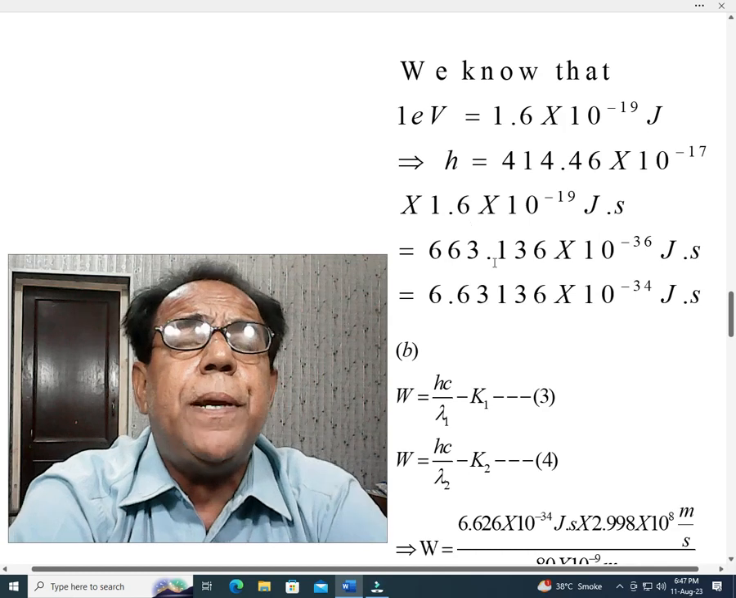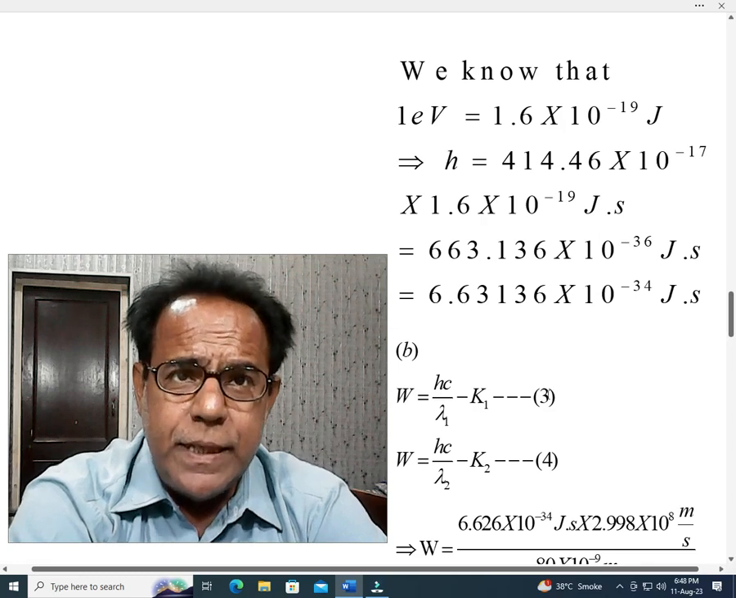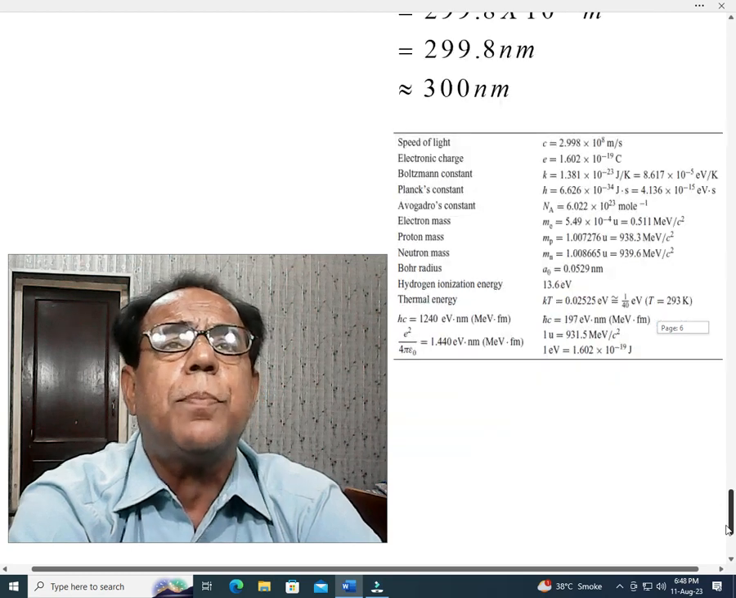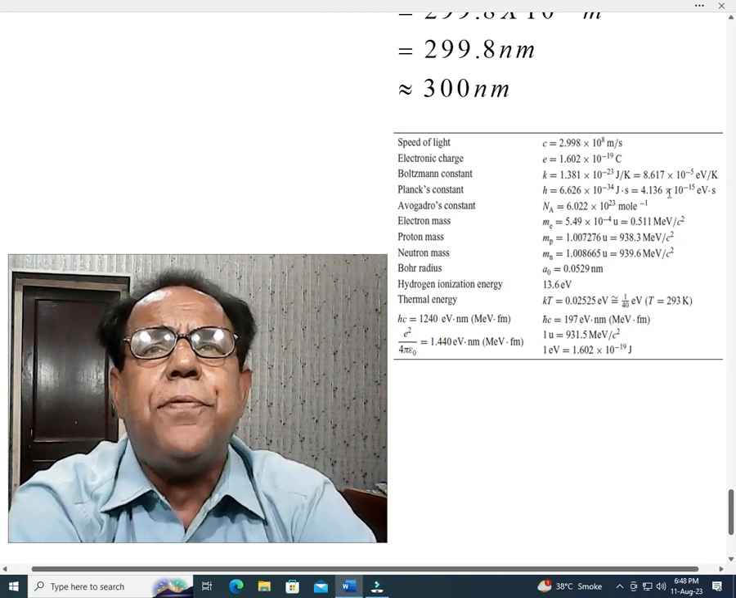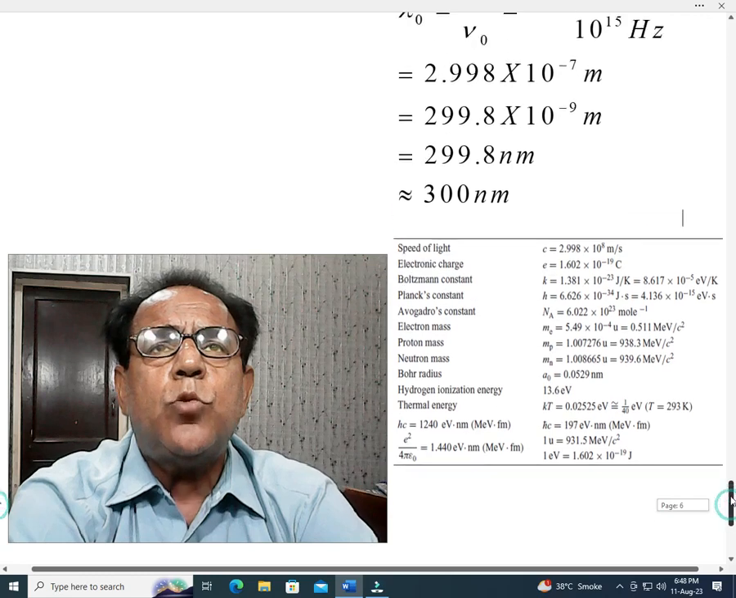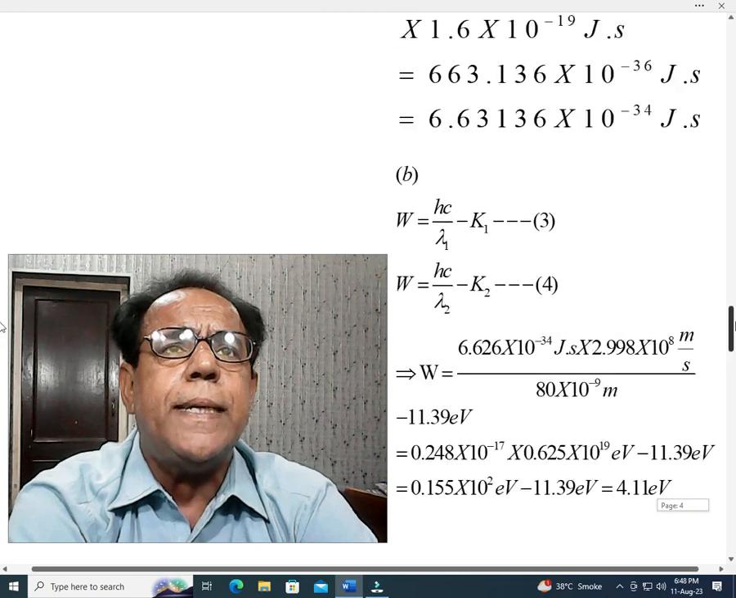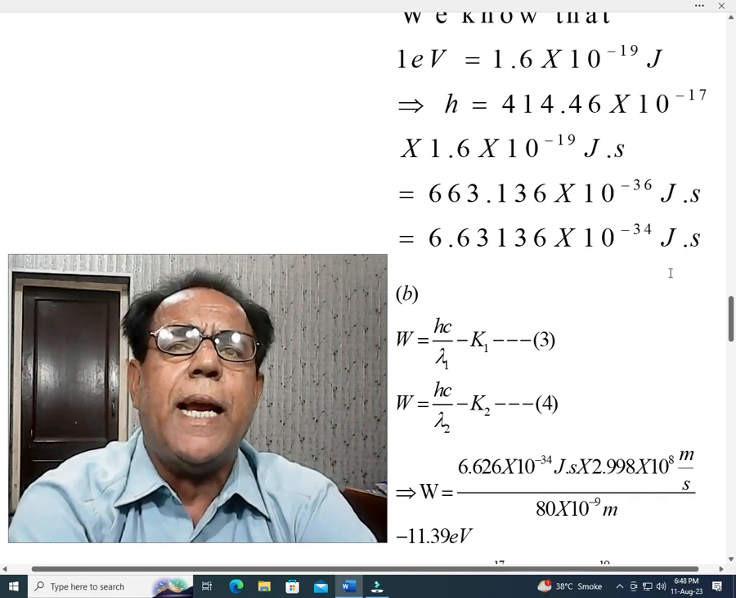Yes, students, when we compare this value with the exact value given in the table shown in the last portion of this problem, we see that both our values of Planck's constant H are very close to these two values, in terms of joule second and electron volt second. So we have successfully calculated the value of Planck's constant H not only in terms of joule second but also in terms of electron volt second. So our part A has been successfully completed.